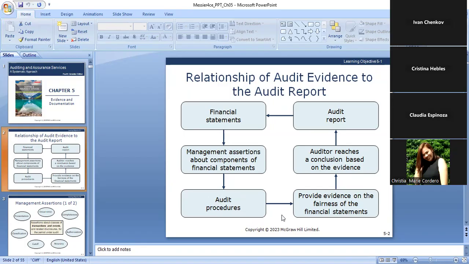Through the audit procedures, we're trying to gather evidence. Is what the managers say actually true? Once we get enough evidence, then we're going to reach a conclusion: whatever management says is true, or whatever management says is not true. And then we're going to put it on the audit report. Make sense? It's very logical here.